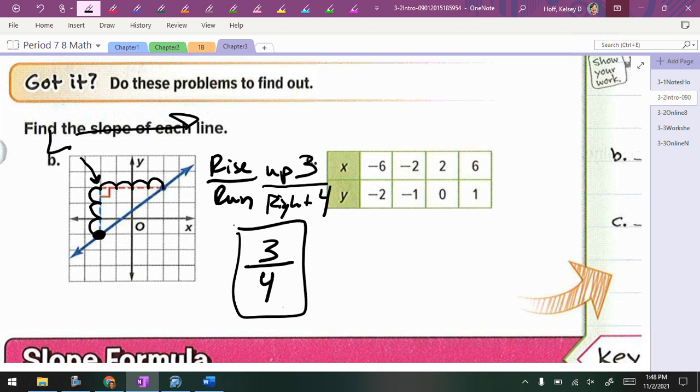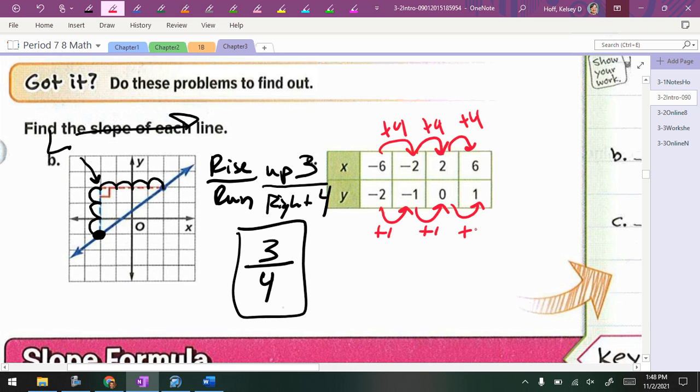Okay? Tables yesterday, we worked with a lot of them. Same thing as yesterday. What is my change from -6 to -2? +4. -2 to +2. 2 to 6. -2 to -1. -1 to 0. 0 to 1. Okay, here's the big question of the day.